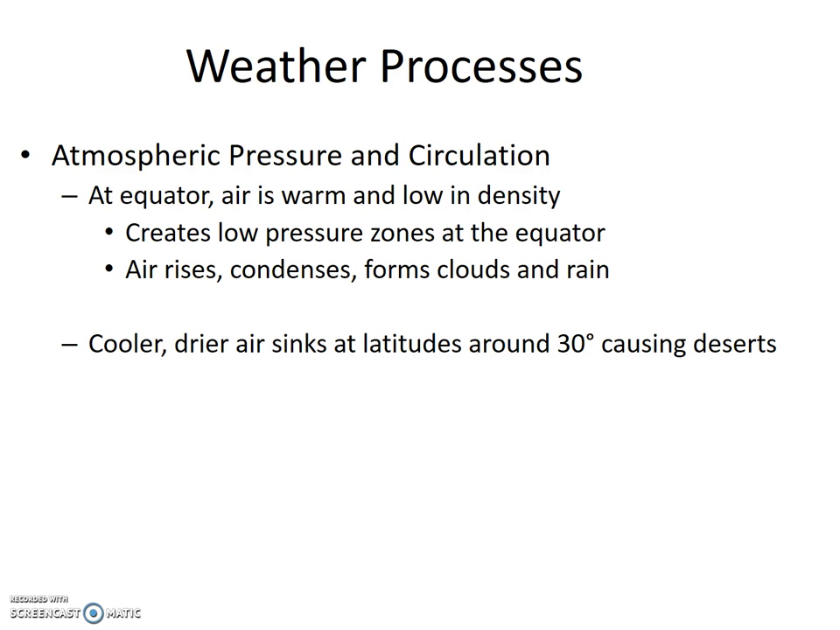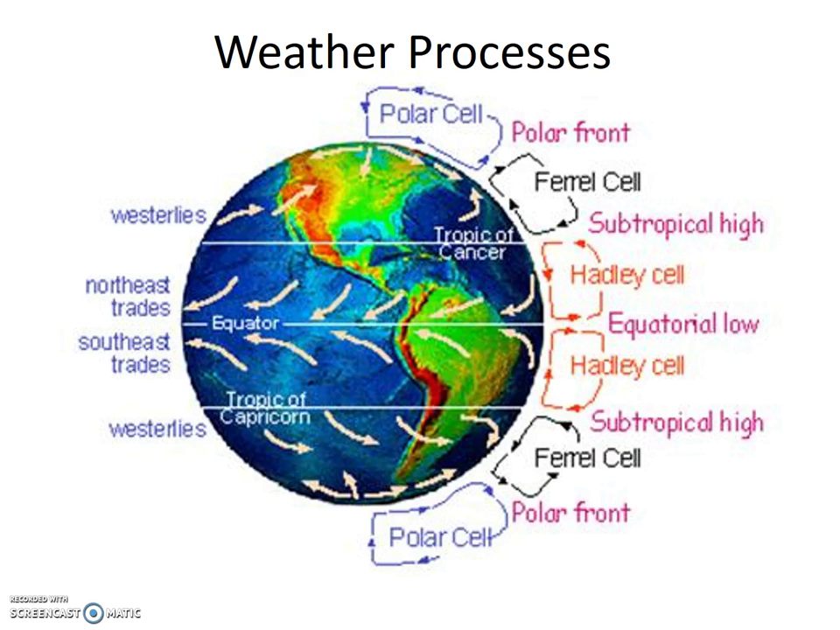At the equator, air is warm and low in density. This creates low pressure zones at the equator, so air rises, condenses, forms clouds, and rain. The air also cools due to its higher elevation in the atmosphere. The cooler, drier air sinks at latitudes around 30 degrees, causing deserts. We'll discuss this. Here is an image of the major circulation cells, as well as the lows and highs.